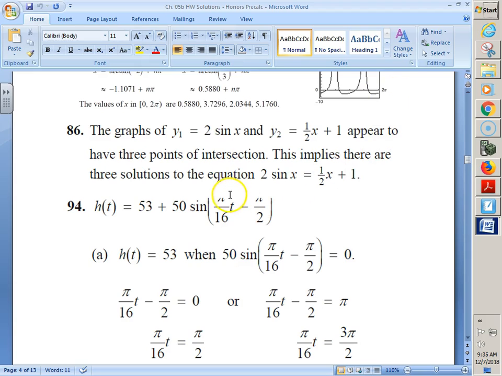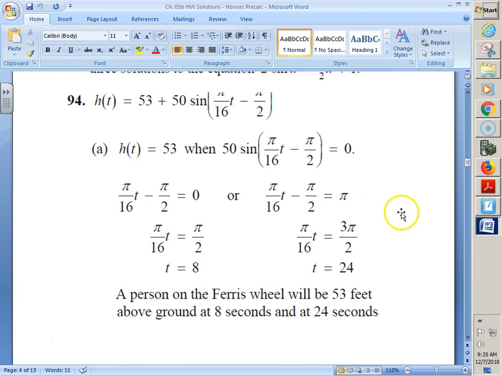Number 94, sorry guys, the pi's got cut off. That's a pi, and that's a pi. This one was an application problem. Man, these Ferris wheels, they just keep on coming back. The application is, that's the sinusoidal axis. The middle of the Ferris wheel is 53, I think, feet off the ground. However, the actual Ferris wheel only has a radius of 50, because it goes up 50 from that center point and down 50. It has a diameter of 100, technically, a radius of 50.